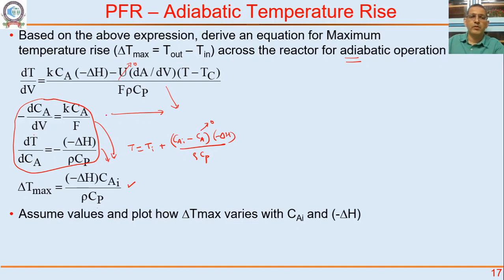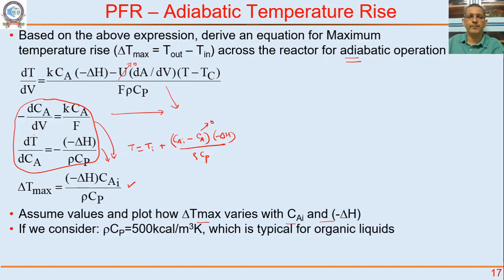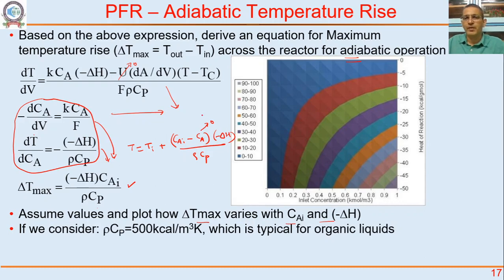Okay. So assume some values and plot how delta T max varies with Cai and delta H. Here is what you would have plotted. So here is inlet concentration. You see, this is a 3D graph: inlet concentration, heat of reaction, and these colors indicate the temperature rise. This is 0 to 10, this is 10 to 20, 20 to 30, 40 to 50, and so on and so forth.